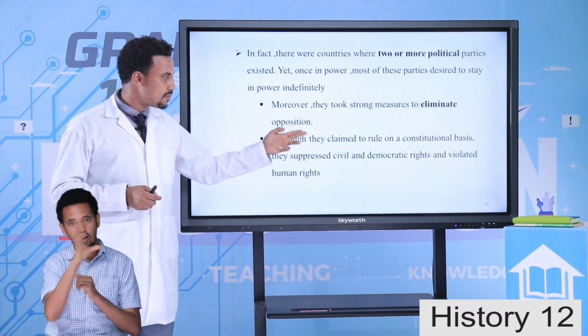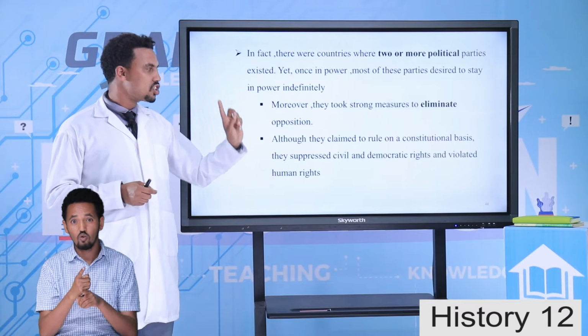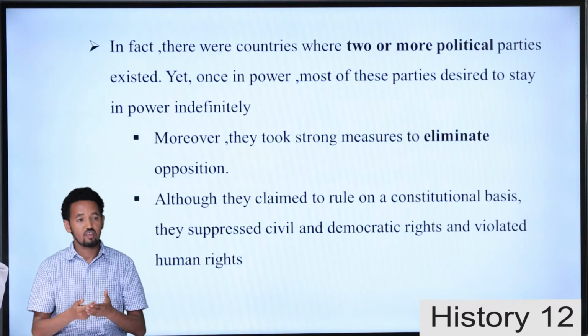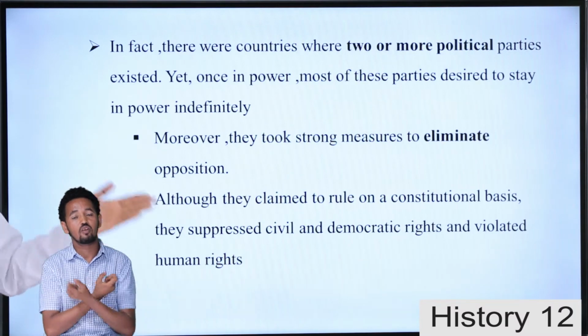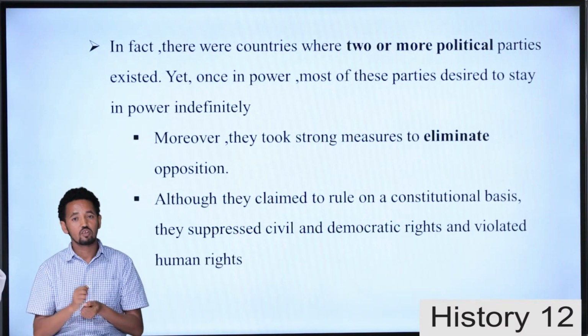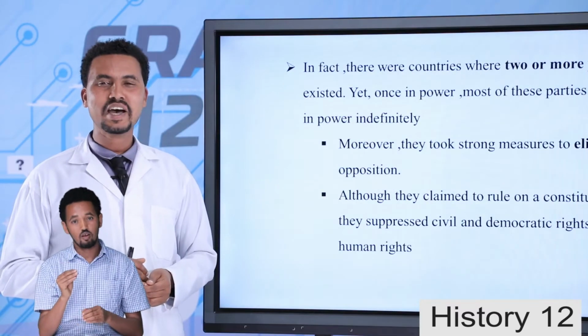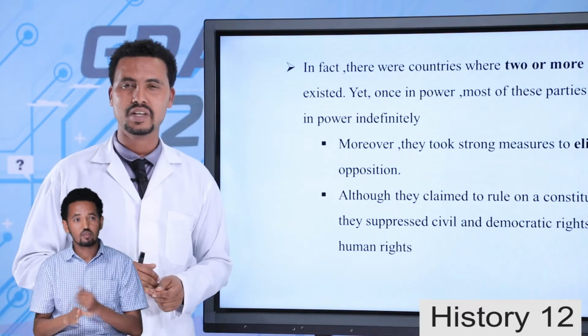Also, they claimed to rule on a constitutional basis. They suppressed civil rights and democratic rights, and violated human rights. Most African leaders violated the human as well as democratic rights of the citizens.